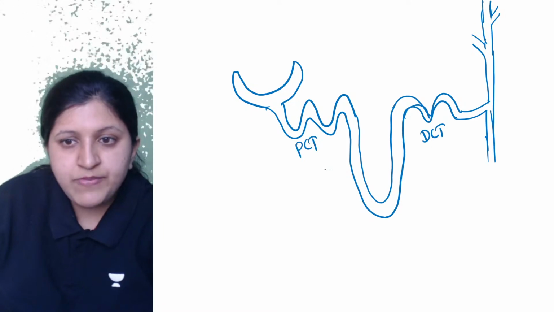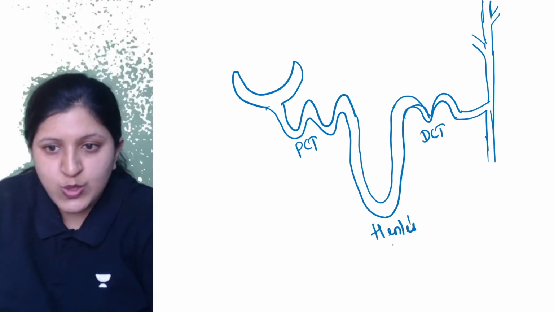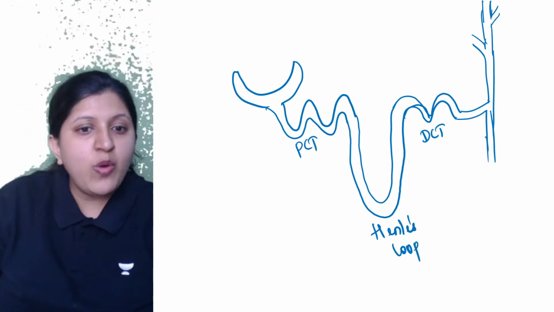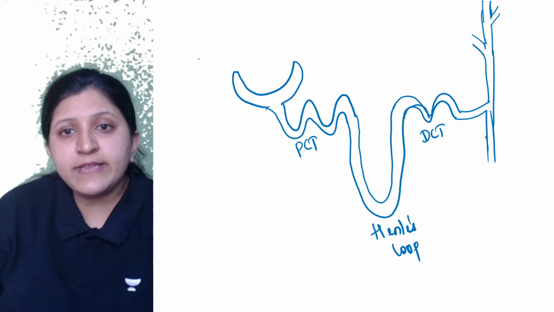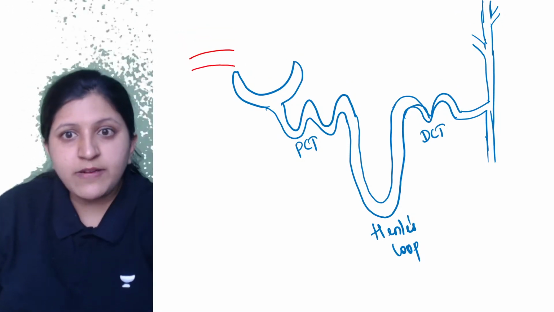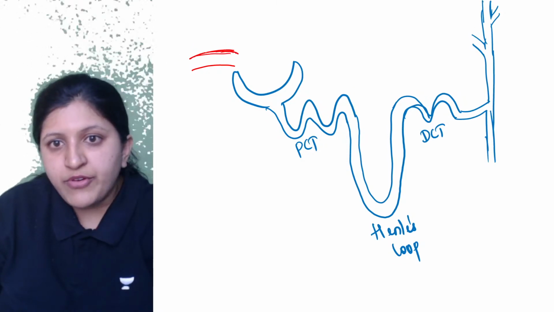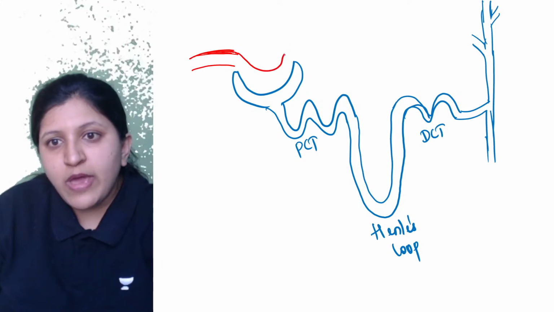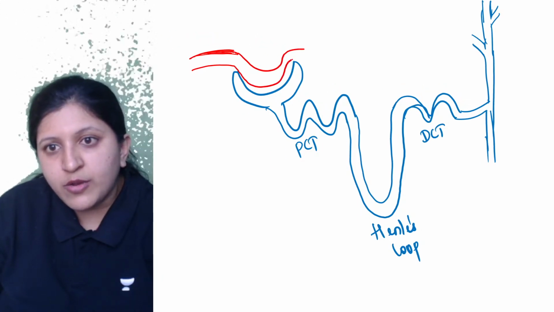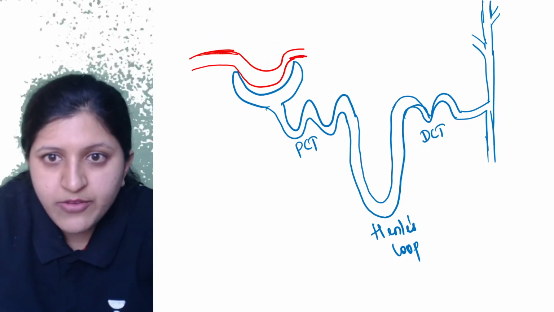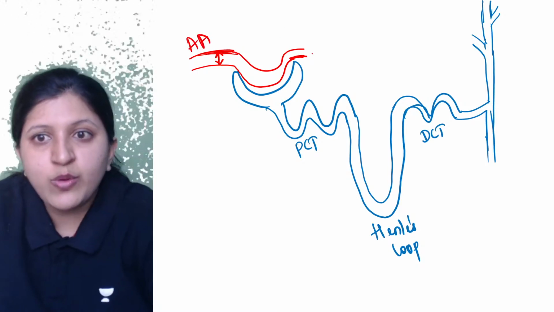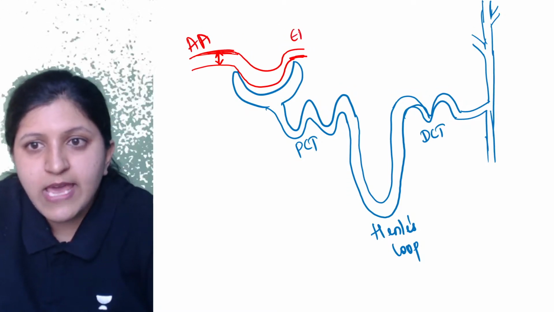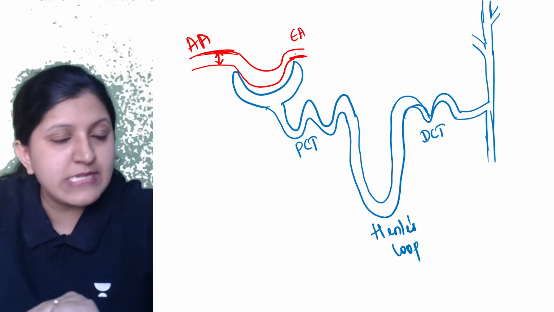So we will just label this one. This is a DCT, this one is a PCT, and this part you see is the Henle's loop. Then, when you are drawing the afferent and efferent arteriole, make sure that you are drawing a wider diameter for the afferent arteriole. Now this is the afferent arteriole, and it will be joining here. The efferent arteriole is leaving, so here is the efferent arteriole, with a narrow lumen. You can see the difference: a wider lumen at the afferent arteriole, and here the lumen is less. So this is the efferent arteriole, because the space is less over here.